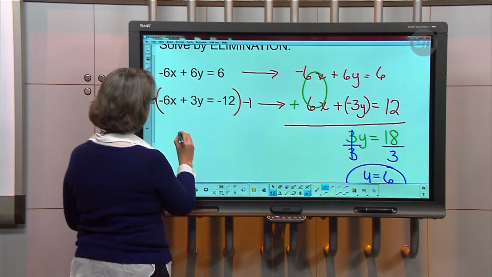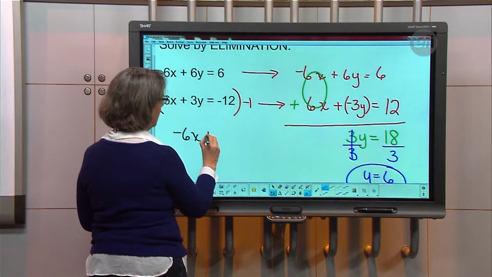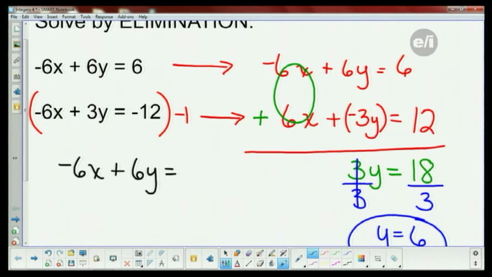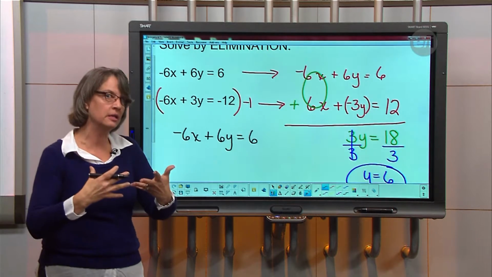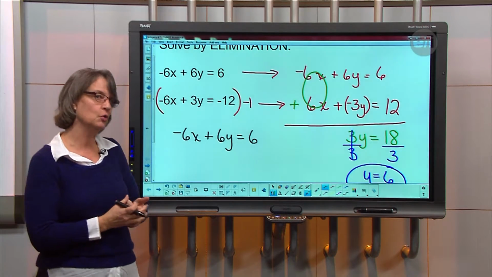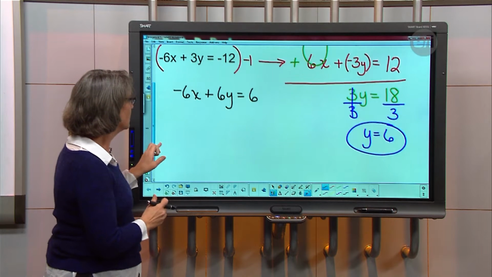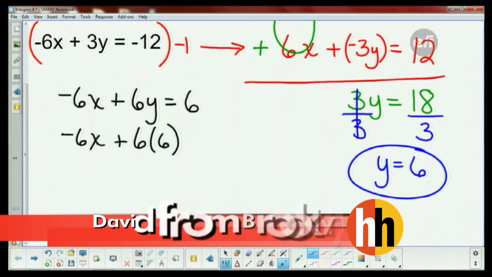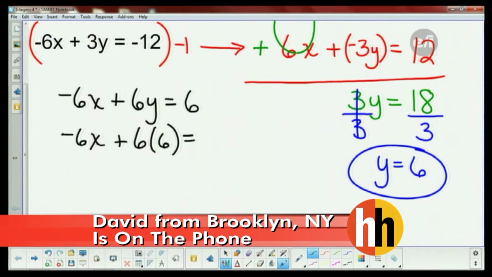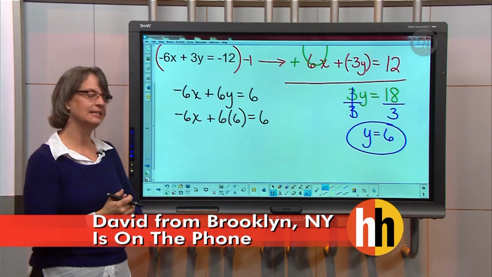Okay. So I'm going to put negative 6x plus 6y equals 6. It's always nice to let your teacher know which of the equations you're using, so don't just automatically plug it in. Give us the equation first, okay? Okay. Negative 6x plus 6y equals 6. Okay, so now I'm going to do what? Negative 6x, because I'm trying to find x. I don't have to do anything there, but what do I do with that y now? Instead of putting 6y, you put 6 times 6. Excellent. And I can use parentheses. Is that okay? Yeah. Okay. And what's 6 times 6?